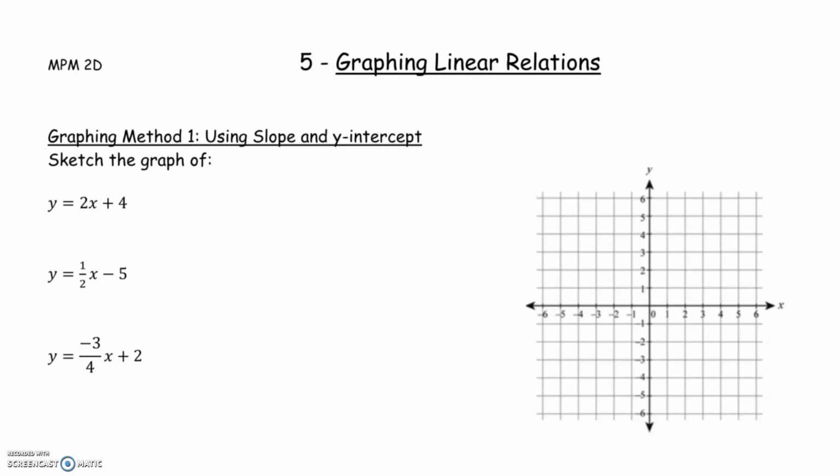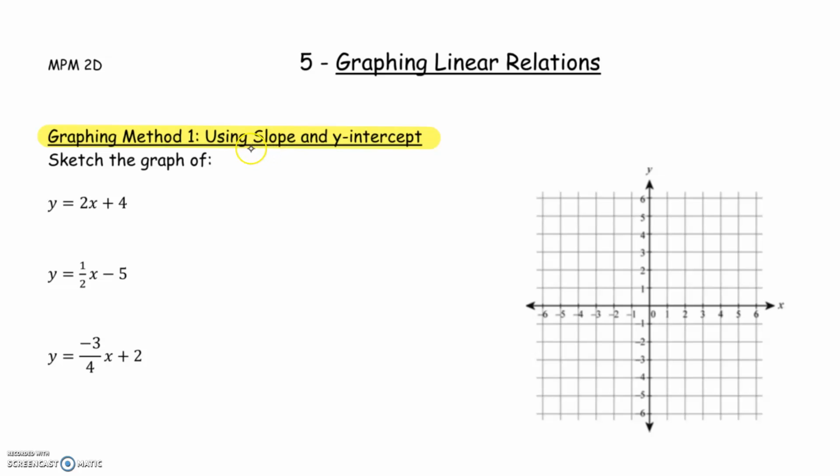This is lesson 5, and we're looking at reviewing how to graph linear relations. There's 3 methods of graphing, and we're going to start with the method that's using the slope y-intercept. So the instructions say, sketch the graph of y equals 2x plus 4.